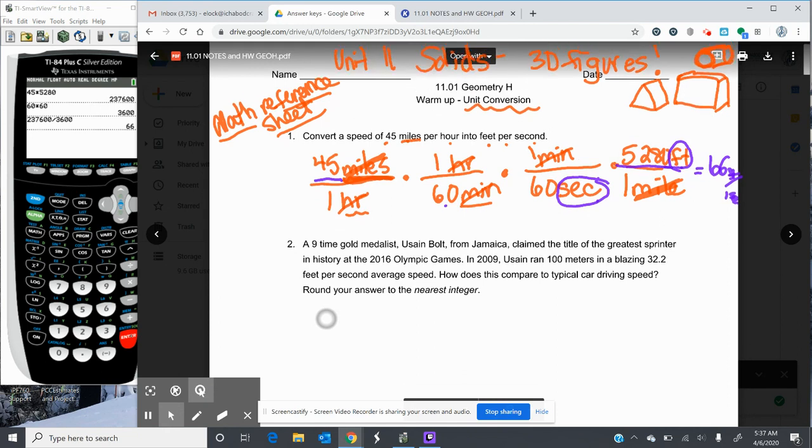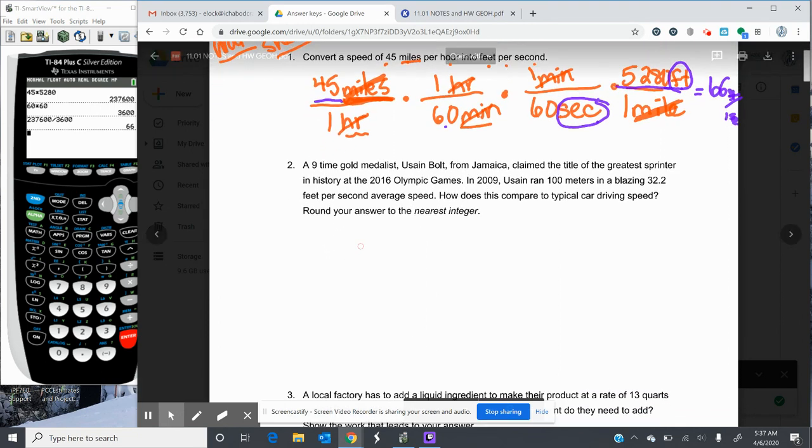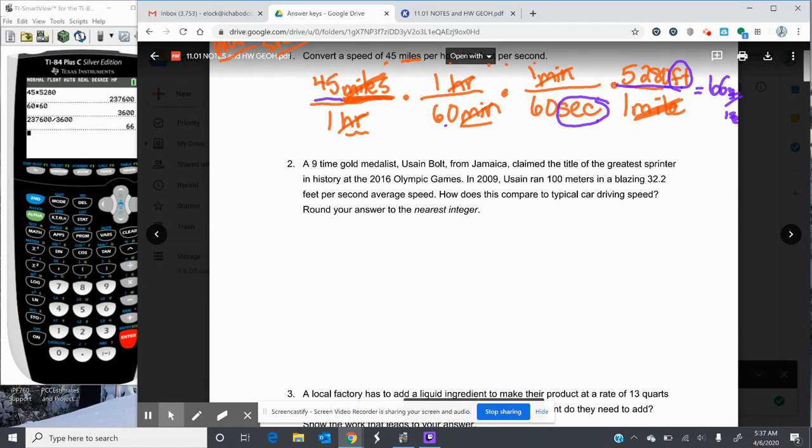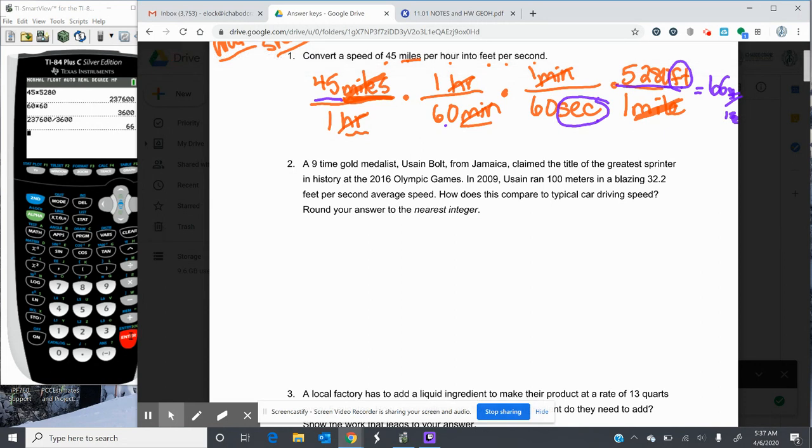Looking at number 2. 9-time gold medalist Usain Bolt from Jamaica claimed the title of the greatest sprinter in history in the 2016 Olympic Games. In 2009, Usain ran 100 meters in a blazing 32.2 feet per second average speed. How does this compare to a typical driving speed? So again, our typical driving speed is in miles per hour, MPH. So we're going to take his 32 feet per second, kind of like the reverse of the first scenario.